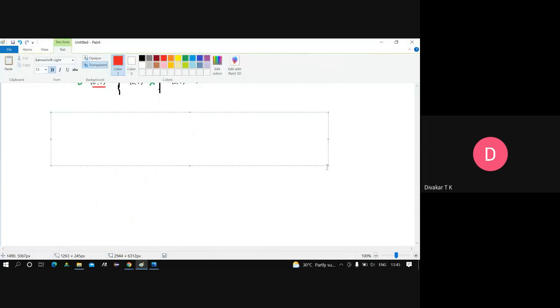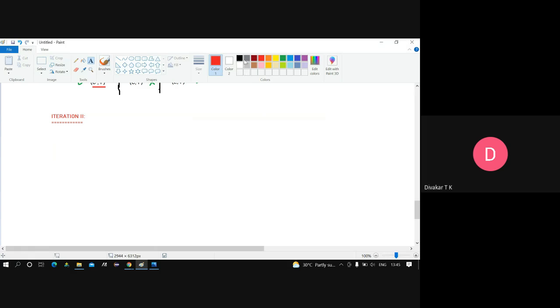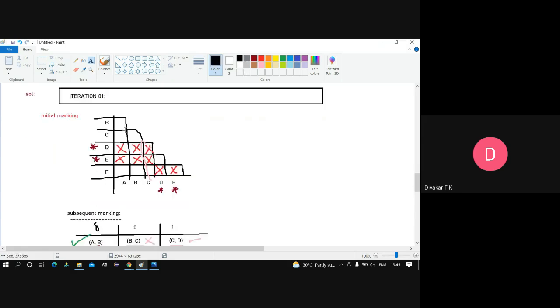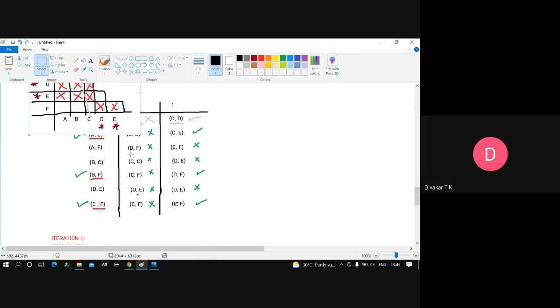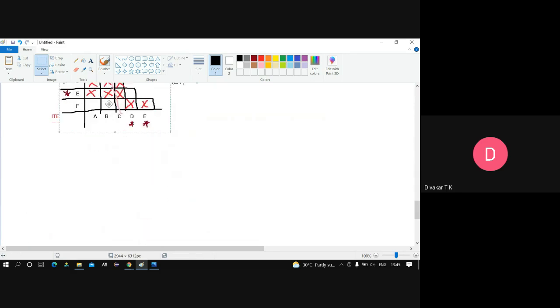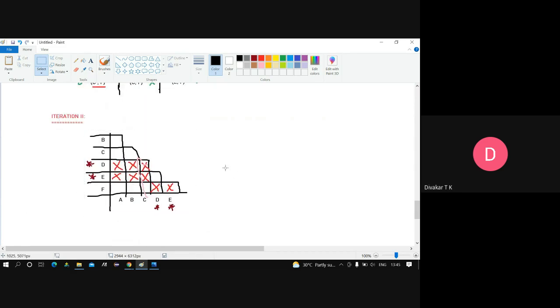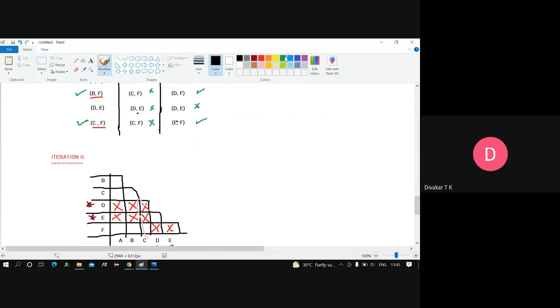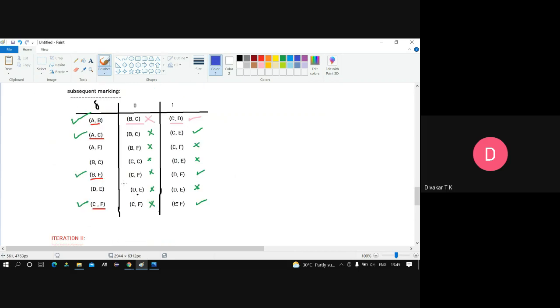Iteration 2 here. Analyze what we have done. So in iteration number 2, very first we have to take the same thing here. What we have done, the same table filling algorithm, you have to write it. I'll copy, I'll paste it. See, you have to write it, and you have to continue the marking here. So to differentiate, I'll take some other color and do the marking.